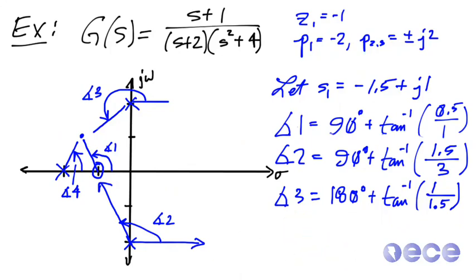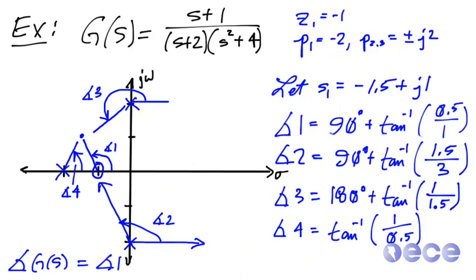Similarly, we can calculate angle 4, but this one's a little bit easier. Here we can just directly take the triangle 1 because we're 1 higher, and 0.5 because we're to the left by 0.5. So the total angle of G of s will be the angle 1, because it's on the top, it's a zero, minus all the angles on the bottom. So angle 2, angle 3, and angle 4, because those are the angles that belong to the poles.